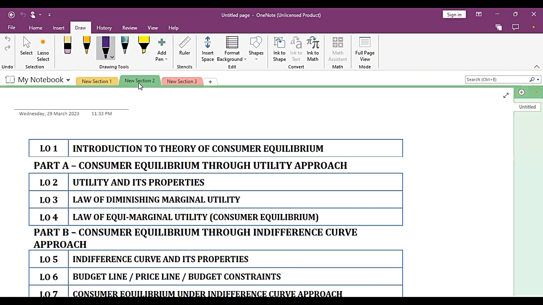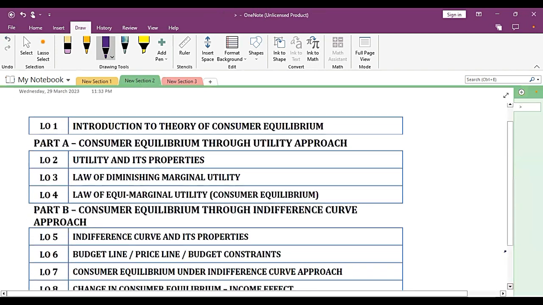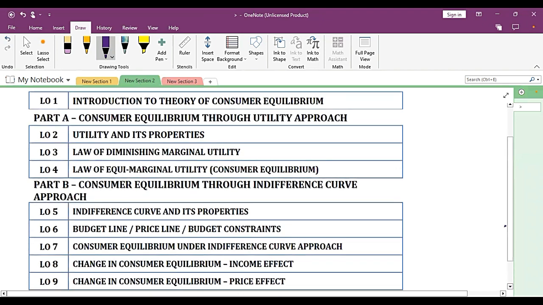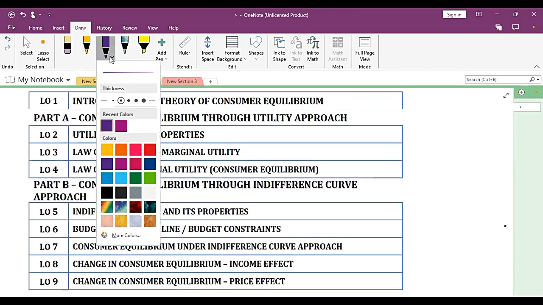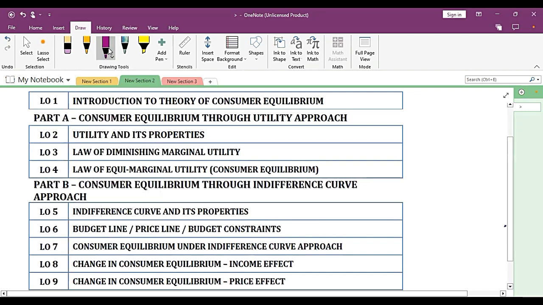In this chapter, the following are the learning objectives that we're going to cover day by day in our classes. First one is the introduction to the theory of consumer equilibrium. I have already explained what consumer equilibrium is: the point at which his satisfaction level is maximum and he wants to continue to trade at that point where his resources are used limitedly while the satisfaction level is up to an acceptable level.